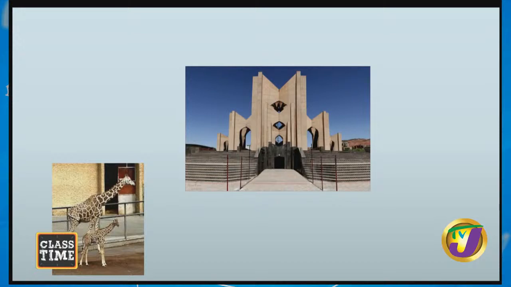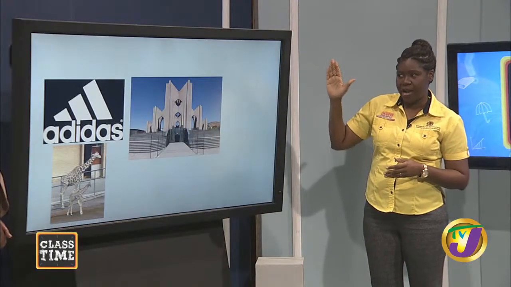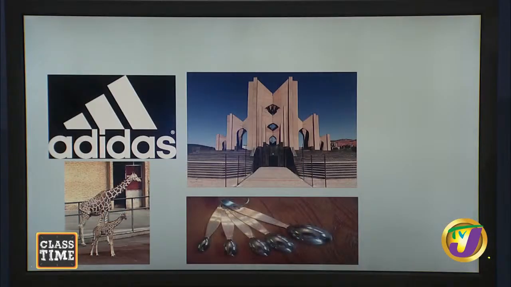Okay, so sizes. And look at the Adidas logo. When I look at the quadrilaterals at the top, I notice that the sizes increase going upwards, or it could come down going from largest to smallest. That's true. Now, if we look at these measuring spoons, clearly I'm seeing that the sizes are getting larger. Okay, so we have small to large and large to small, depending.